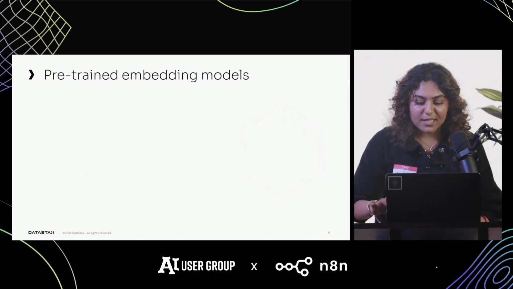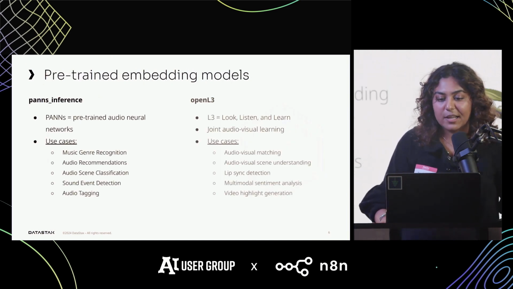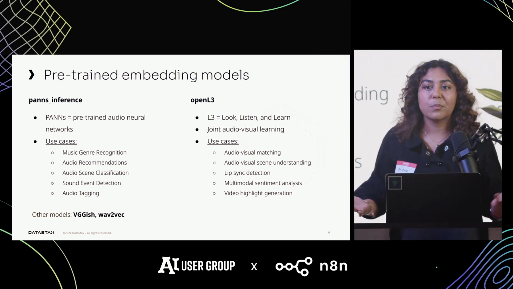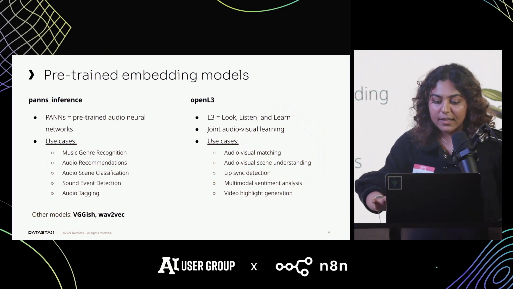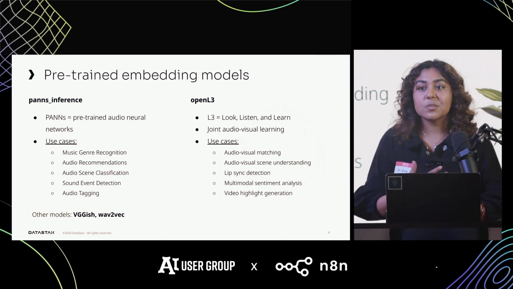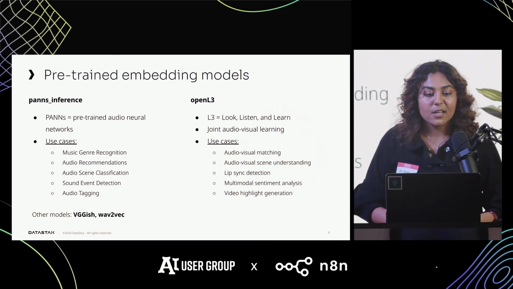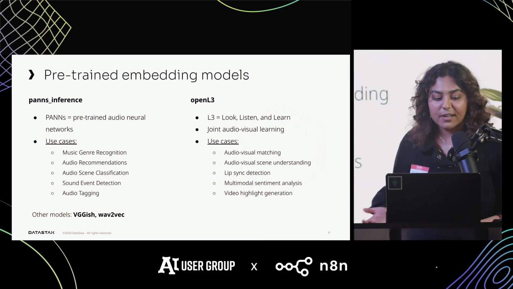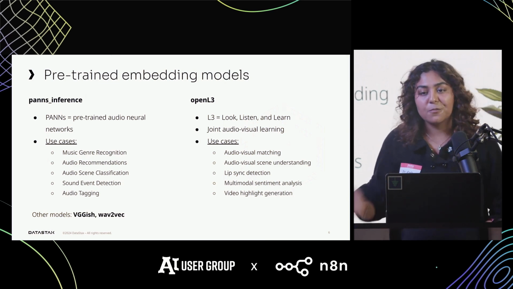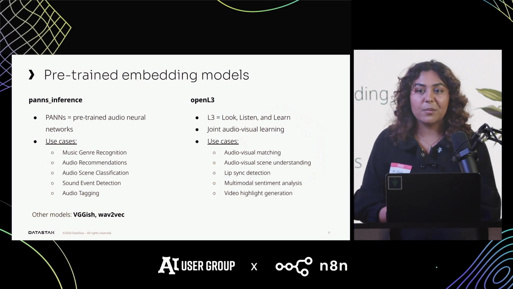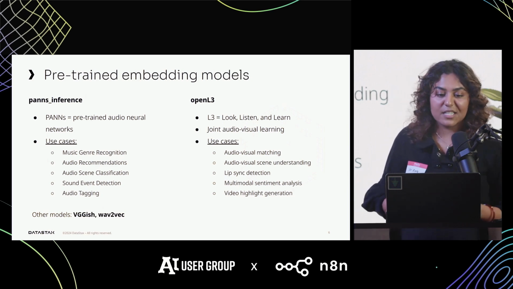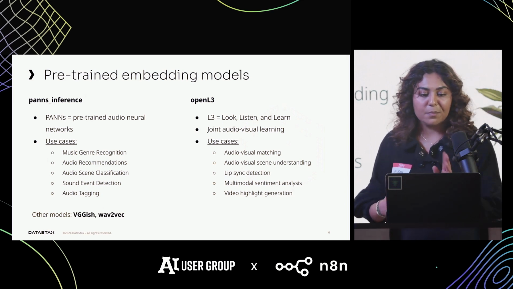My first approach was to use pre-trained embedding models, or at least explore if there were pre-trained embedding models out there. I found some really cool open source Python libraries called PANNs Inference and OpenL3, and I also looked into VGGish and Wav2Vec. Definitely some really great models out there that I would totally recommend exploring. But I want to focus in on PANNs and OpenL3.